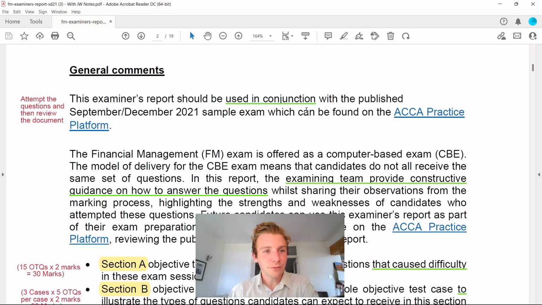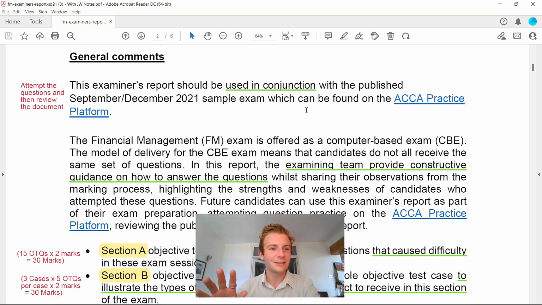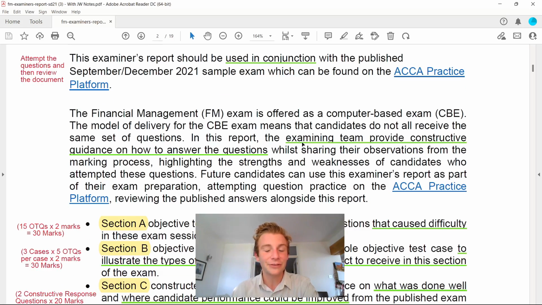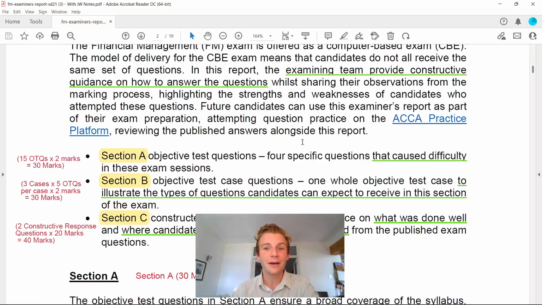First of all, we go through the general comments, nice and easy on here. They rattle on about the CBE practice platform being absolutely critical to students passing this examination. If this is the first time you've watched any of my review documents, everything underlined, if you want to take some screenshots, are the key elements that I picked up from the external examiner.